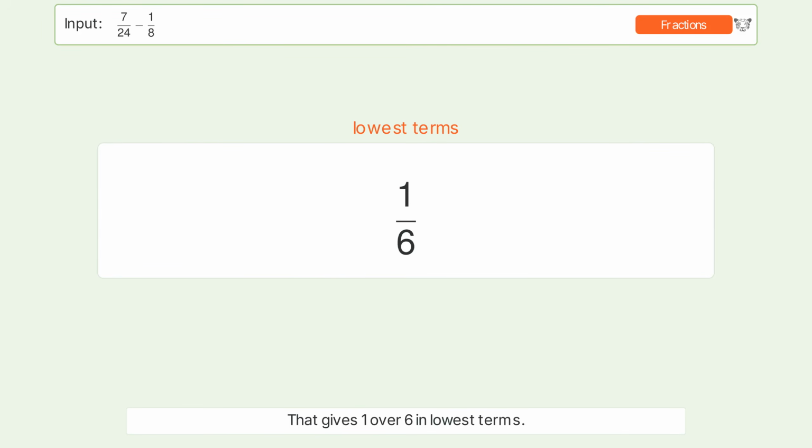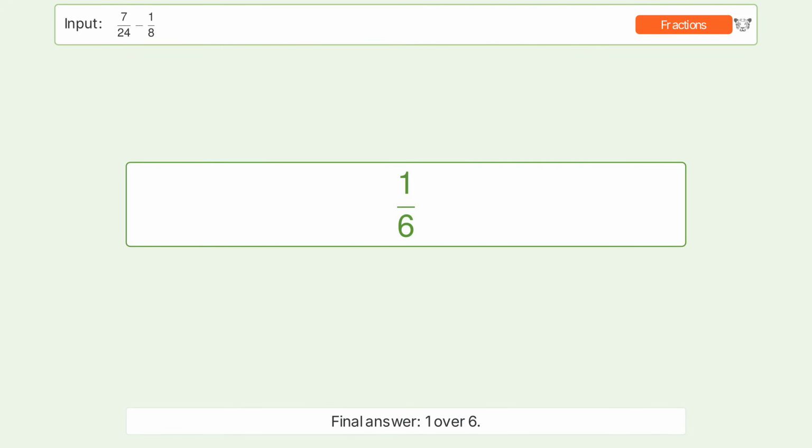That gives 1 over 6 in lowest terms. Final answer, 1 over 6.